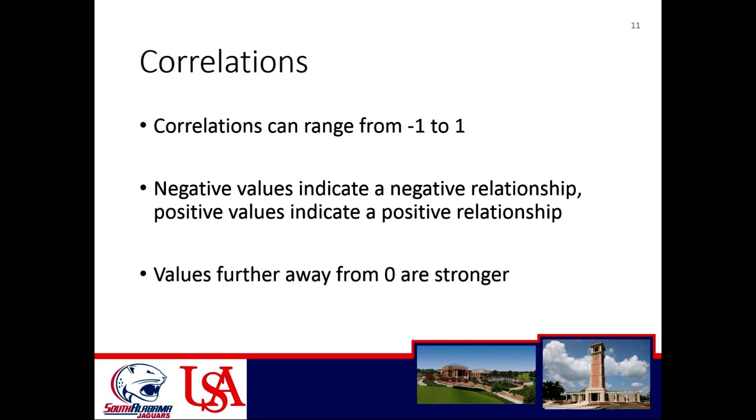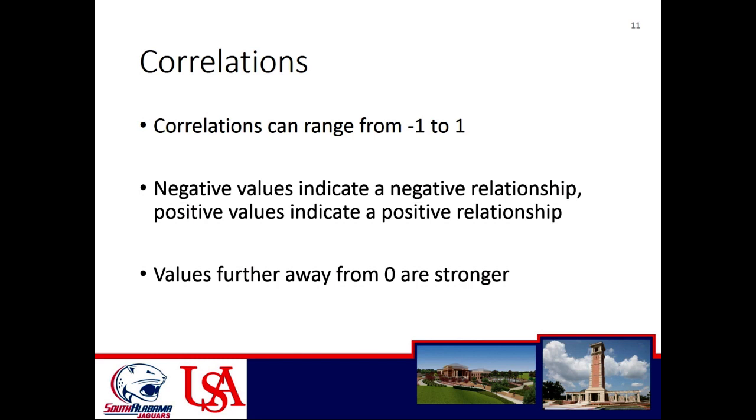And also something else to know is values further away from 0 are stronger. If your correlation is close to 0, that's a pretty weak correlation. So if you have a correlation of 0.1, maybe 0.05, that's a pretty weak correlation. But if you have a correlation that's something like 0.5, 0.6, or 0.7, that's pretty strong. We would consider that a strong correlation in the social sciences.